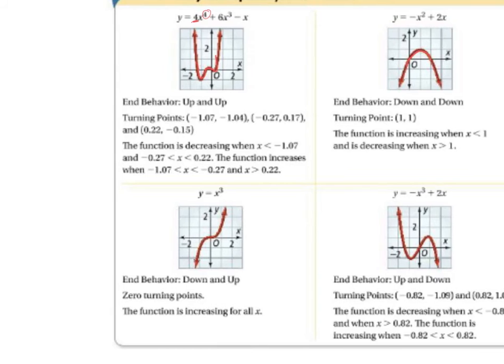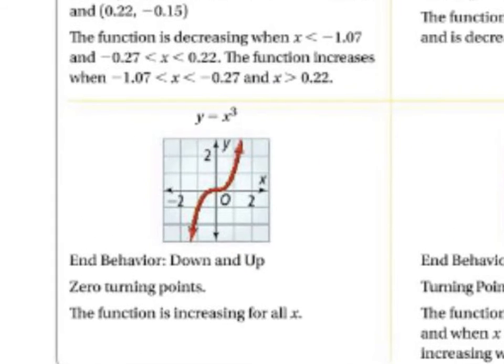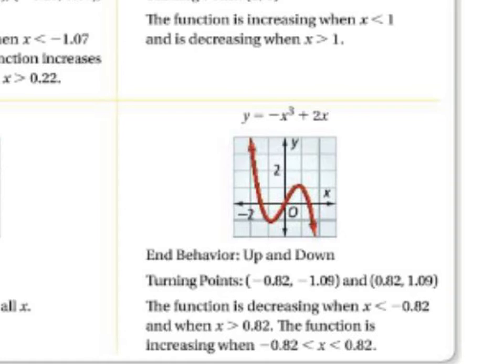Okay. And then here's an x cubed function. Since it's a positive coefficient and the exponent is odd, it would start down and go up. And this one looks like 2 turning points. I need to use a different color. Turns here and turns here. And since it's a negative coefficient and an odd exponent, it would start up and finish down.